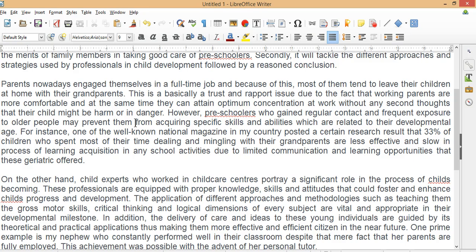One of the well-known national magazines, because it's an abstract noun, in my country posted a certain research result: 30% of children spend much time dealing with grandparents, less effective and slow in process. These geriatrics, that's not very kind. So you've got a couple of different things here.